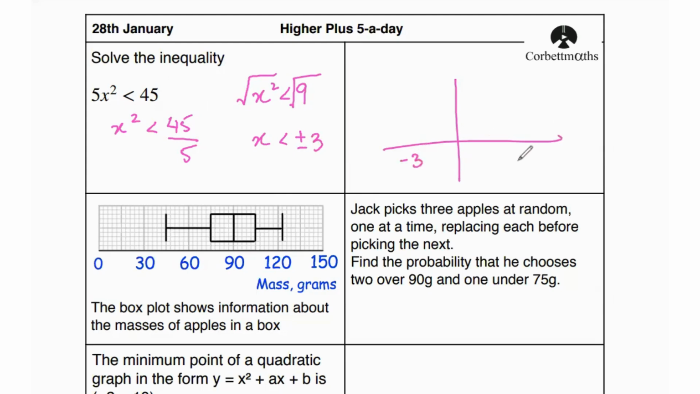Now, if you write negative 3 over here and positive 3 over here and draw a rough quadratic graph, it says x is less than plus minus 3, which means we look at the values underneath the graph. Underneath the graph, we can see that at x equals negative 3, the values of x are increasing, and at x equals 3, the values of x are decreasing. So x is less than 3, but greater than negative 3. This is your answer.